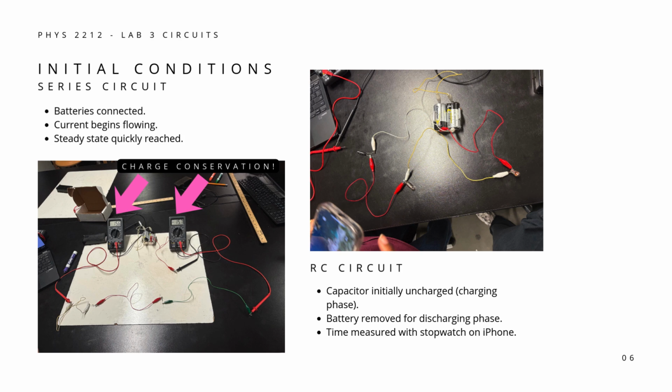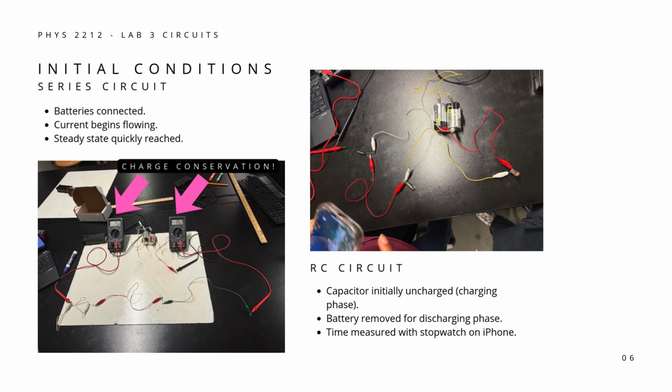Our first experiment was a series circuit. The initial conditions for this was we had batteries connected, current begins flowing, and we're quickly reaching steady state. As you can see by the arrows shown, this shows charge conservation. At two different locations, the current was approximately equal, about 15.6, 15.7 milliamps.